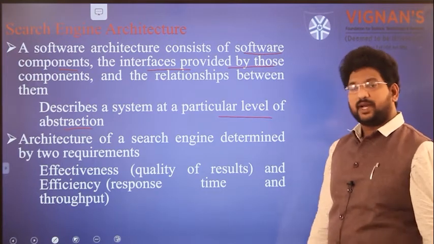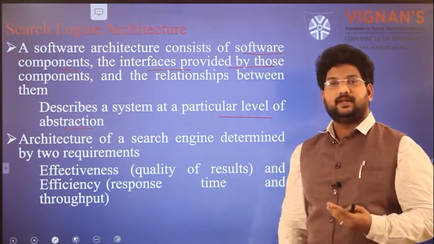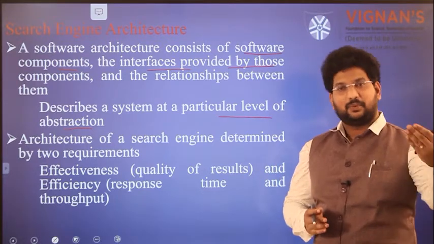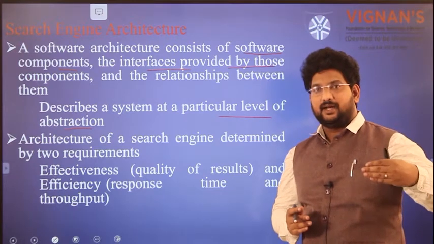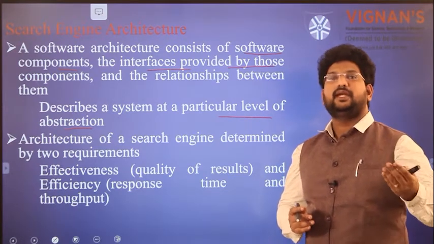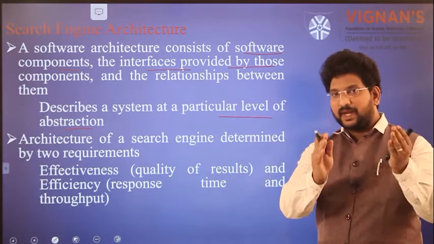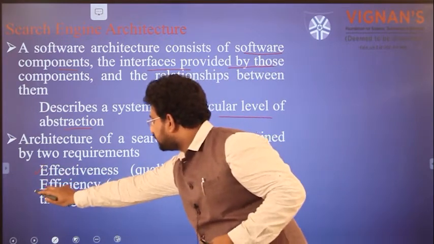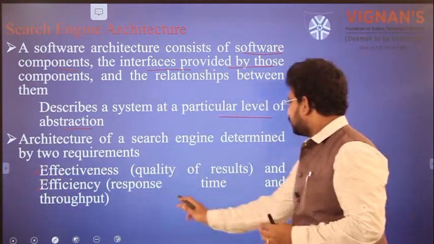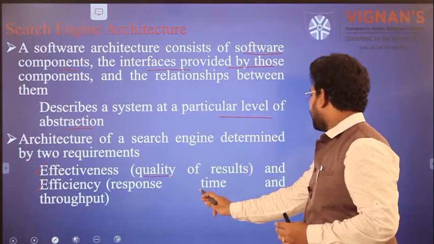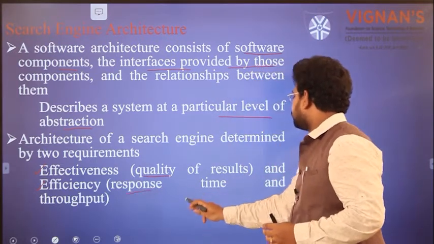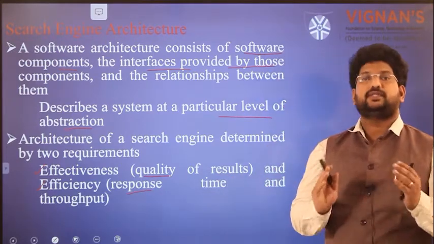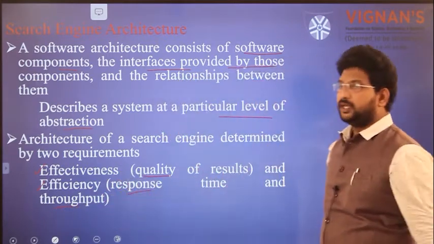In the previous slide, we discussed that the goals of the search engine are effectiveness and efficiency. Effectiveness deals with the quality, and efficiency deals with how quickly it is able to retrieve the results. So that's speed and quality: quality and response time. And you will also have throughput. What is throughput? The number of queries processed per second. That is what we can simply call throughput.